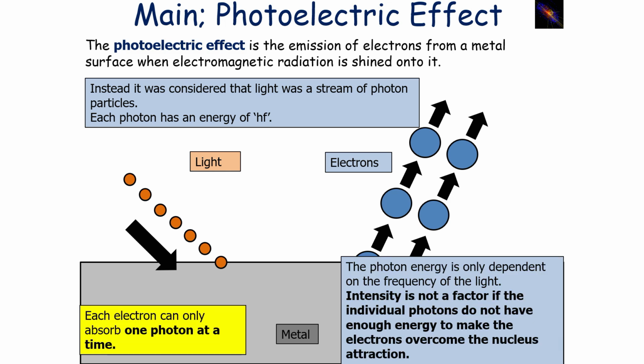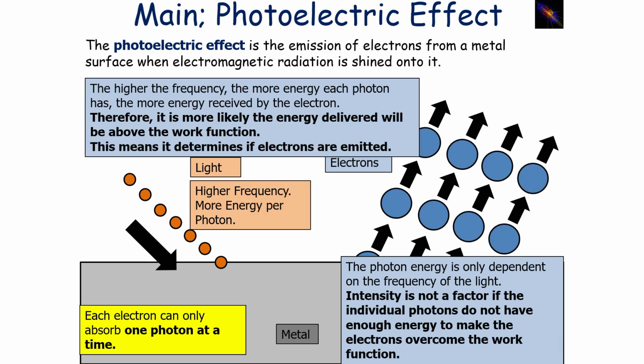Now, because each electron can only absorb one photon at a time, the photon energy is the only factor that affects if an electron is emitted. The only factor in the photon energy is the frequency of the radiation. Intensity is not a factor to determine if individual photons have enough energy to make the electrons overcome their attraction to the nucleus. It's important to note it's the frequency of the radiation which determines if electrons are emitted. The higher the frequency, the more energy each photon has, the more energy received by an electron, therefore it's more likely the energy delivered will be above the work function. So that is the factor that determines if electrons are emitted.